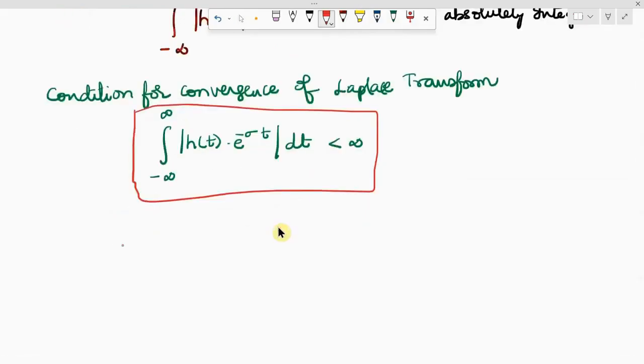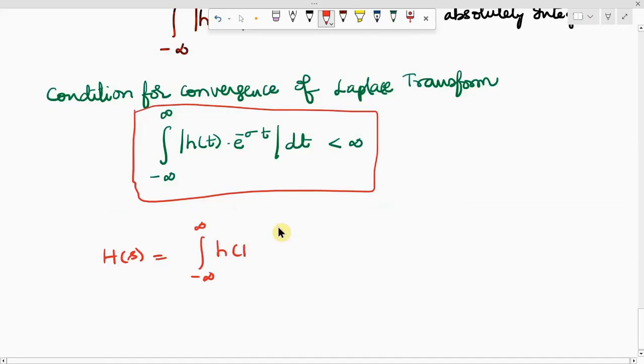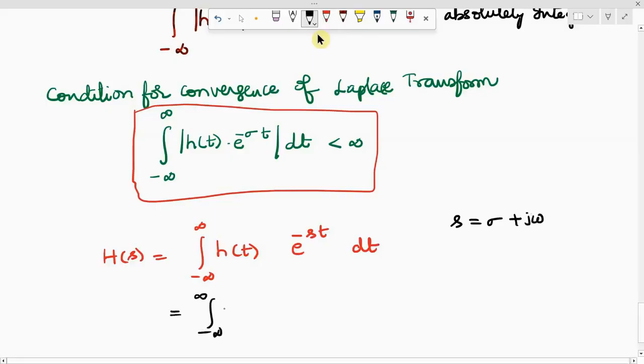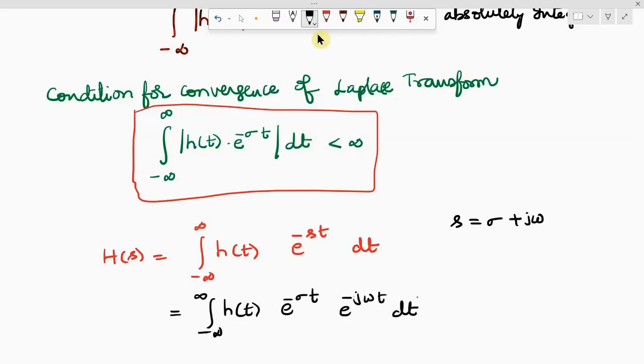Maybe I can recollect that from this again. This is how we write the transfer function in terms of the Laplace transform formula. Later we replace s with sigma plus j omega. We'll have the integral of h of t e power of minus sigma t e power of minus j omega t dt.